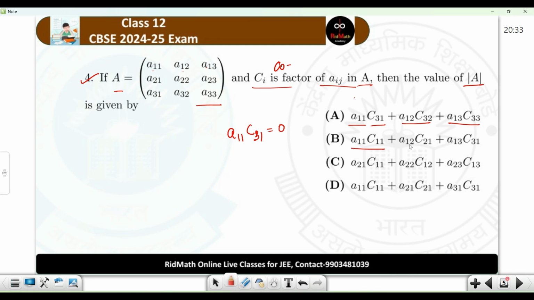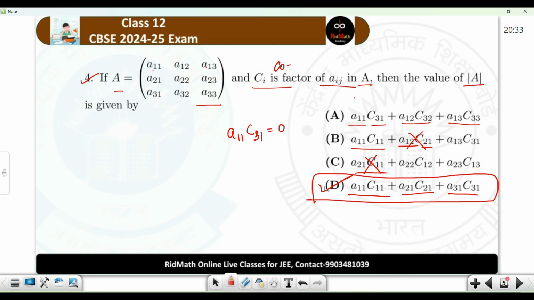A13 C11, A12 and C21, this is not correct. A21 C11, this is also not correct. A11 C11, A21 C21 and A31 C31, this should be correct. Because if we multiply an element with any cofactor of any other element, and if we expand it, then it would be 0. Okay, next problem.